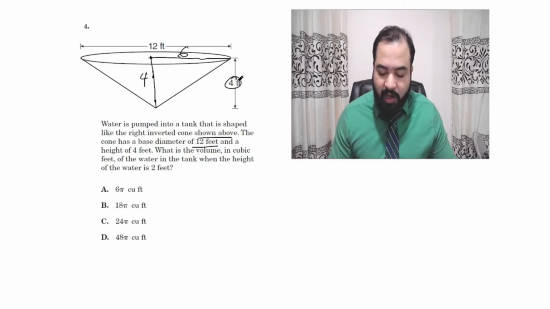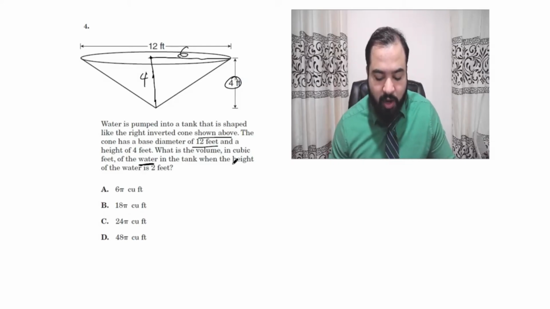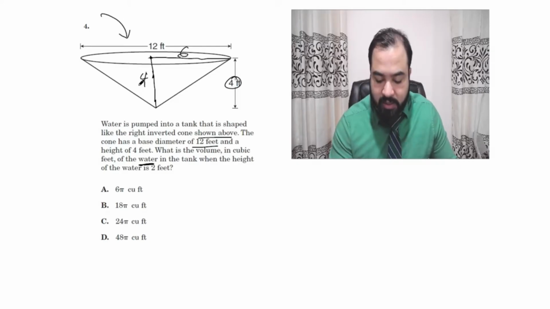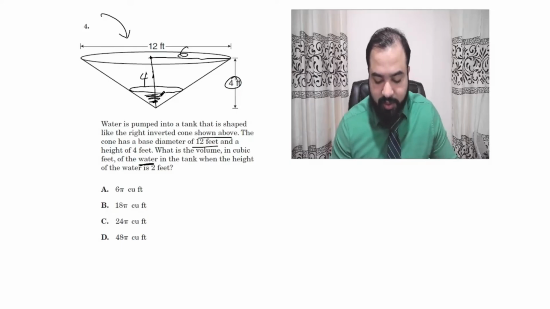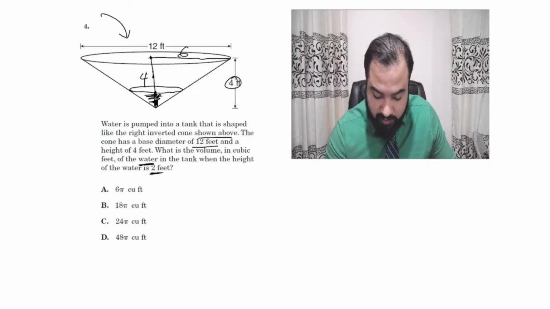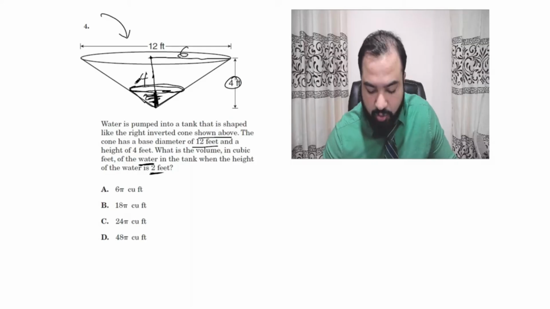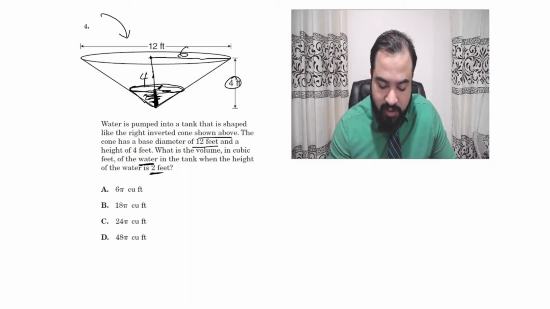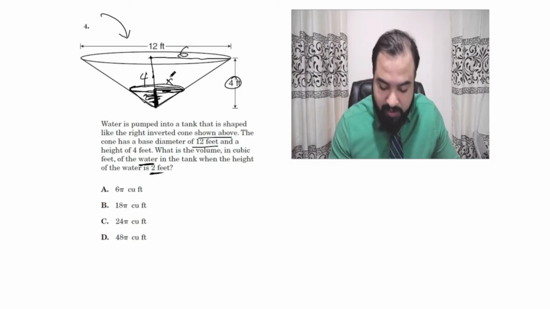Now, what is the volume in cubic feet of the water in the tank when the height of the water is 2 feet? So we're going to put some water inside of the cone, let's say water is up to here. This water has a height of 2 feet. As you can see, the water actually created a smaller version of the cone, a baby cone, which has a height of 2 and the radius is unknown. So let's say the radius of this baby cone is x.